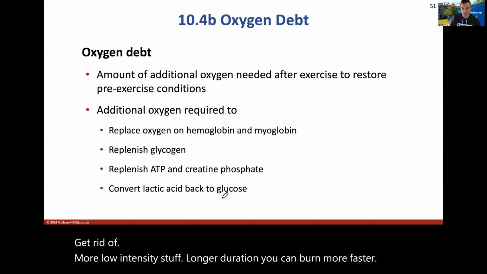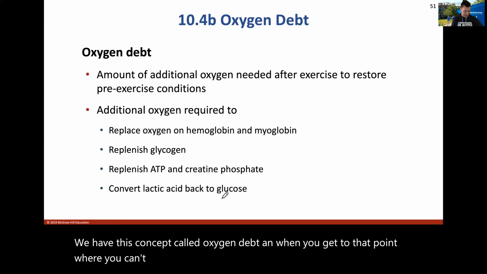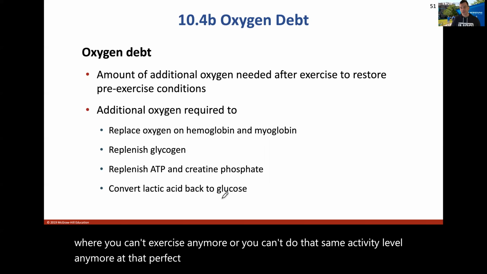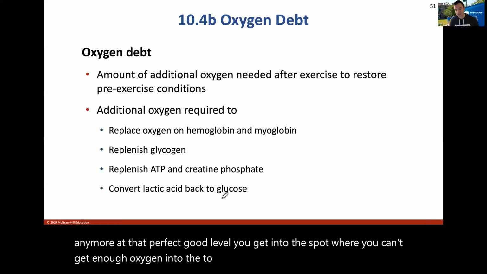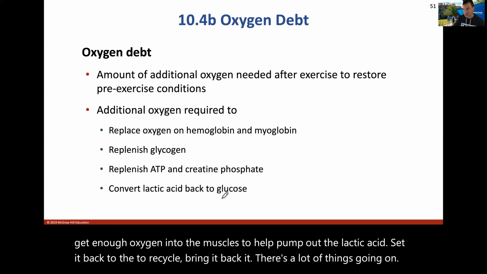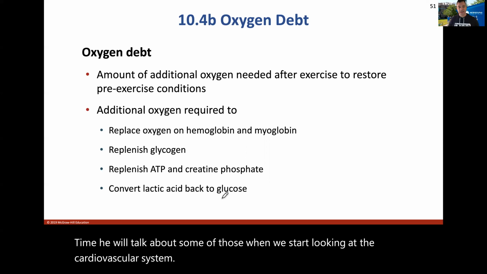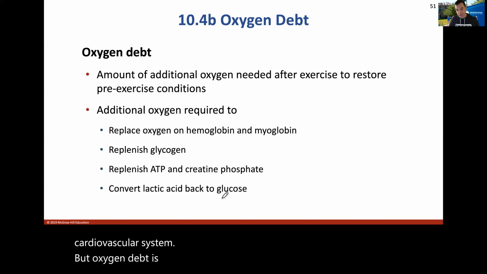We have this concept called oxygen debt. And when you get to that point where you can't exercise anymore, or you can't do that same activity level anymore at that perfect good level, you get into a spot where you can't get enough oxygen into the muscles to help pump out the lactic acid, send it back to the liver to recycle, bring it back. There's a lot of things going on. Okay? And we'll talk about some of those when we start looking at the cardiovascular system. But oxygen debt is the debt that we have to repay to get back to our pre-exercise level.